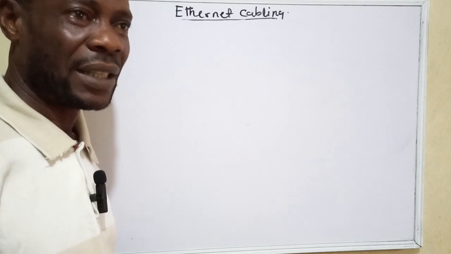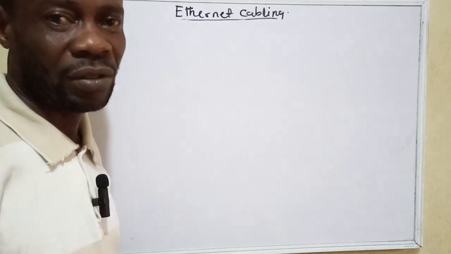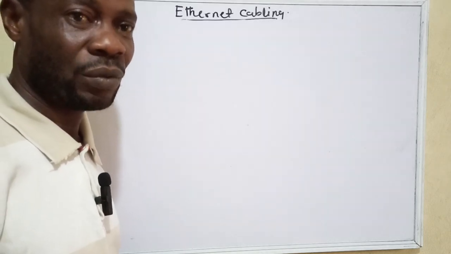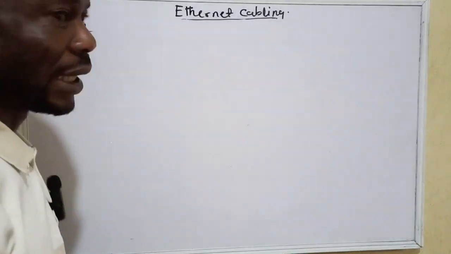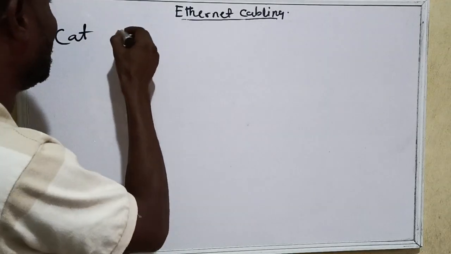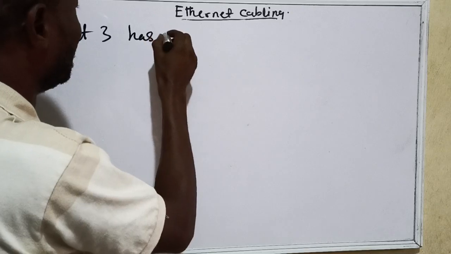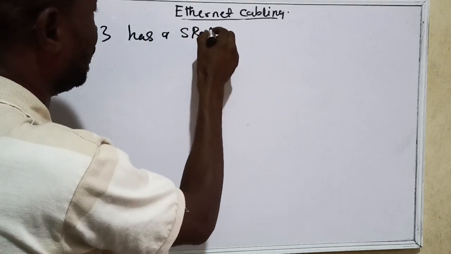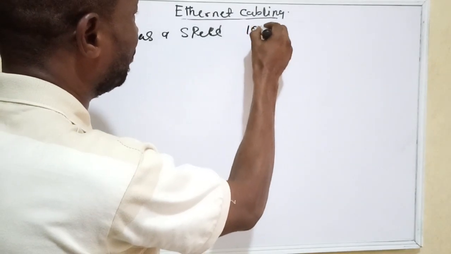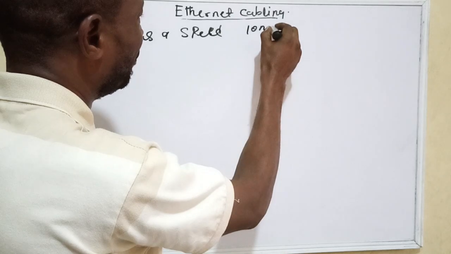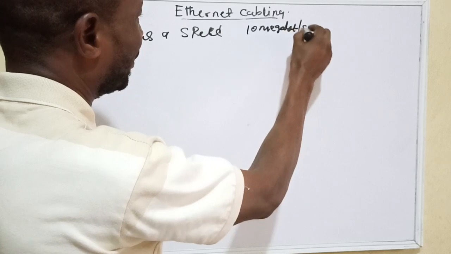These Ethernet cables range across many categories, which start from Cat3. This is Cat3 cable. Cat3 can transmit data at a speed of 10 megabits per second.